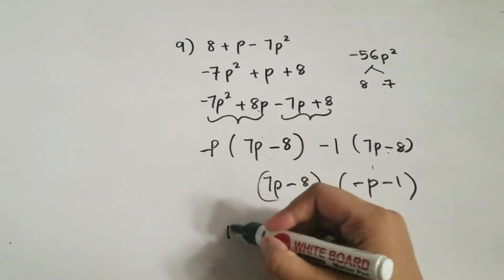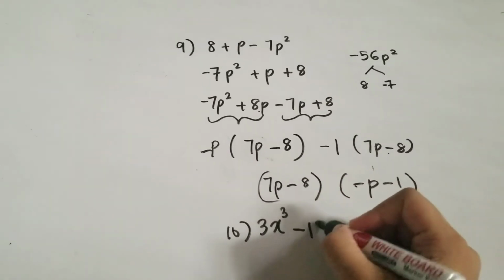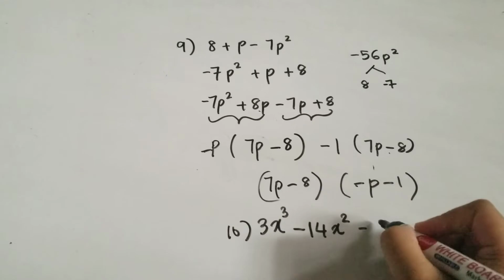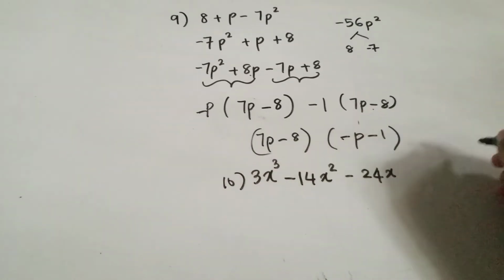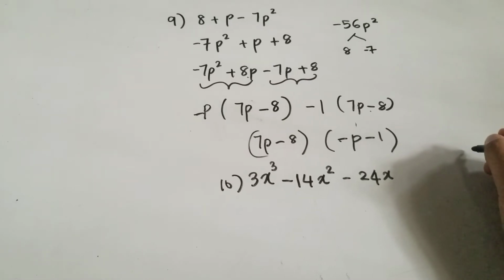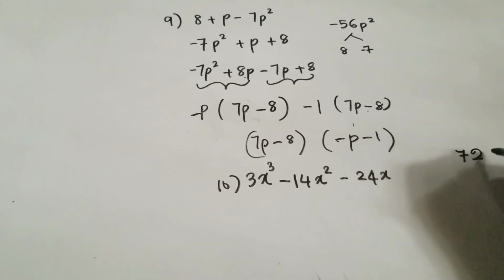Right. Then the 10th one we'll see: 3x to the power 3 minus 14x squared minus 24x. Now see, big numbers are coming. 24 into 3 means you are getting how much? 36. No, 24 into 3, 72, and x to the power 4.